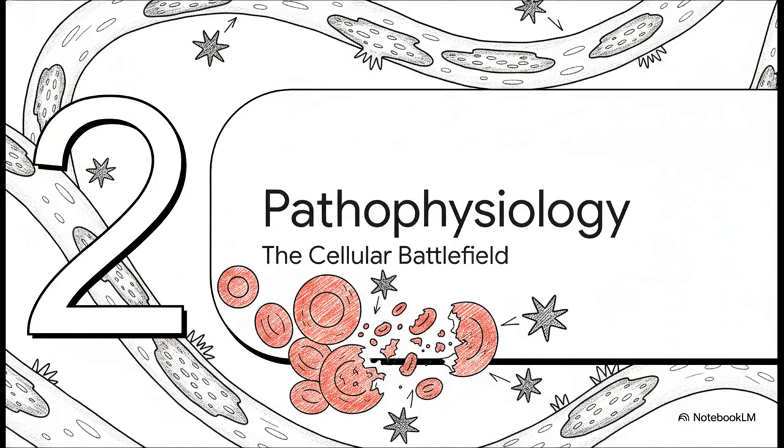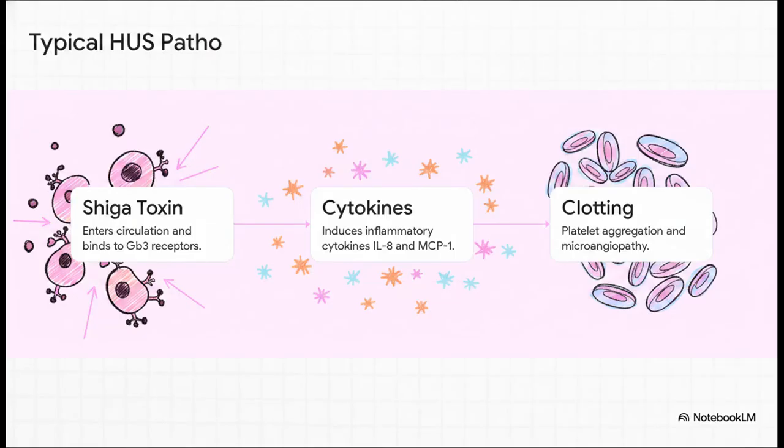Moving right along to Section 2, the pathophysiology, or what I like to call the cellular battlefield. With typical HUS, it's a very specific chain reaction. First, that Shiga toxin gets into the bloodstream, and it specifically hunts down and binds to Gb3 glycolipid receptors on the endothelial cells. Once it binds and forces its way inside the cells, it sets off an alarm, inducing a massive release of inflammatory cytokines like IL-8 and MCP-1. This localized explosion of inflammation rapidly triggers platelets to clump together, creating those microscopic clots that define the microangiopathy.